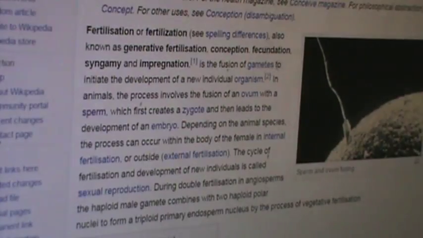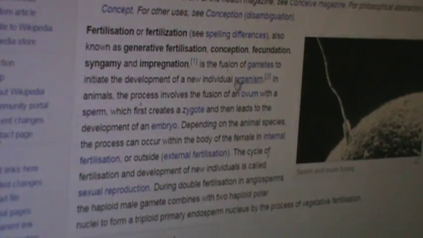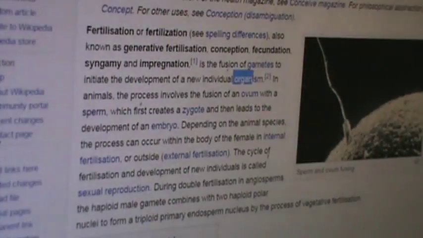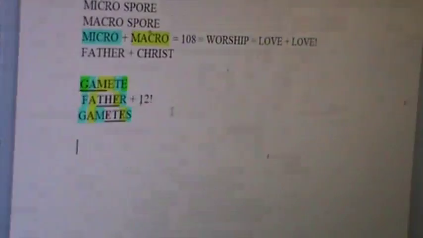So is the fusion of gametes to create the development of a new individual organism? Well, the word organ is flawless for father. And then organisms, just like gametes.